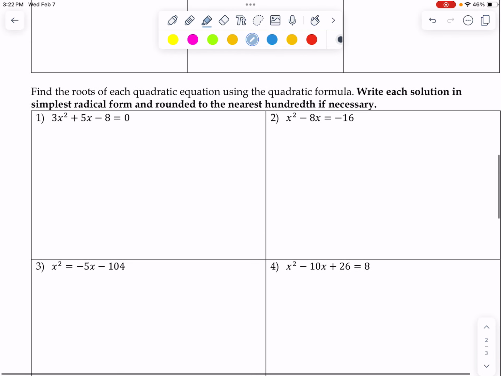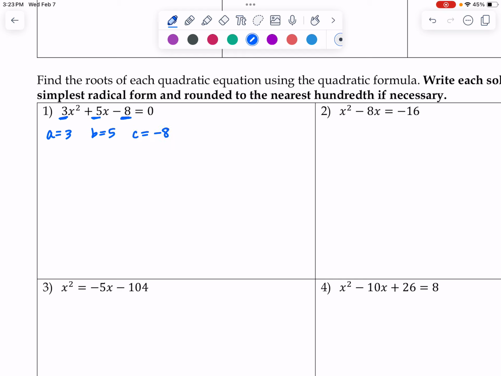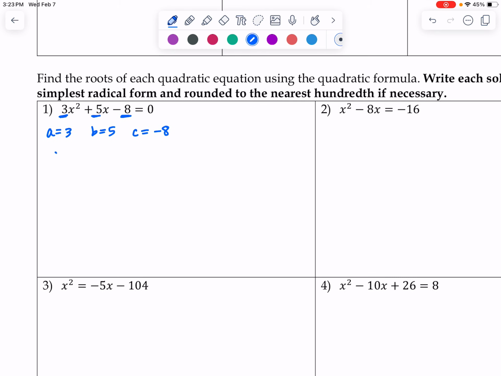Let's skip to number 3. Okay? So this one's already set up, and we are ready to identify our a value, our b value, and our c value. Our a is 3, b is 5, and c is -8. So after I identify my a, b, and c, I sing the song: x equals opposite b plus or minus the square root of b squared minus 4ac all over 2a.